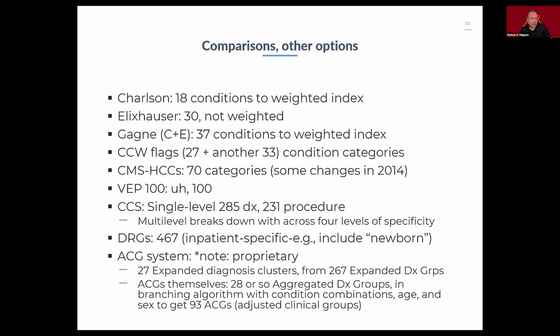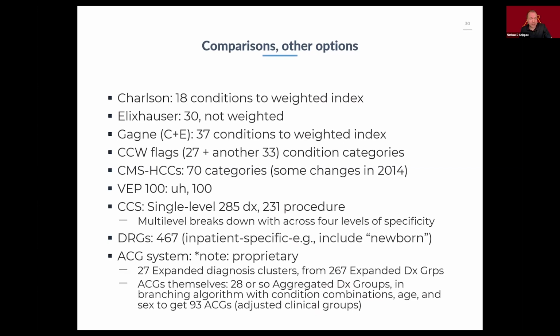We have Gagne et al., right? There's a big, broad number of conditions with the overlap between Charlson and Elixhauser. Again, weighted based on the Charlson approach. We have the CCW flags we've mentioned. Those are just condition categories, and it's okay to use some and not others. Those are not created as some kind of a validated list where you have to include everything.